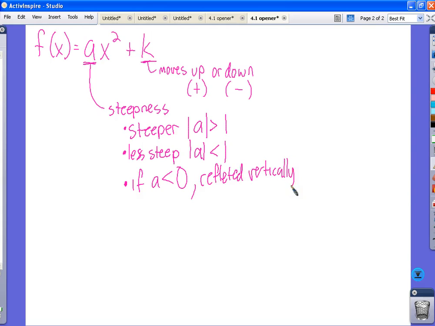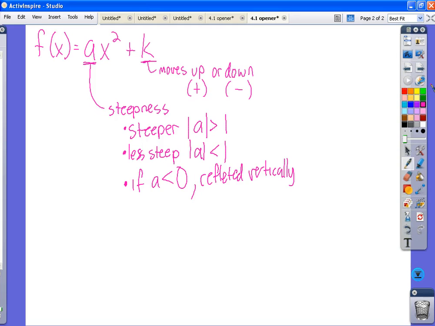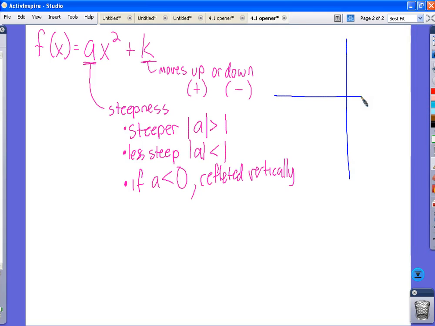vertically. Now I want to talk about that real quick. When you say flipped over the x-axis, it's not always flipped over the x-axis. Okay? Let me show you what I mean. It just kind of depends on how you phrase it and how literally you take that statement. Okay? Let's talk about this guy.